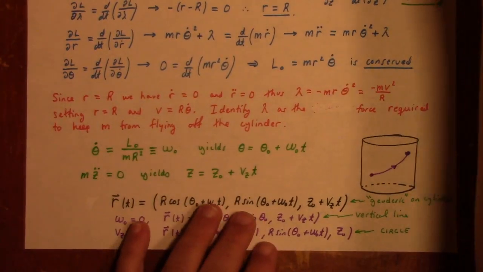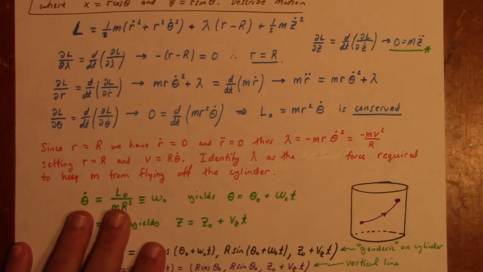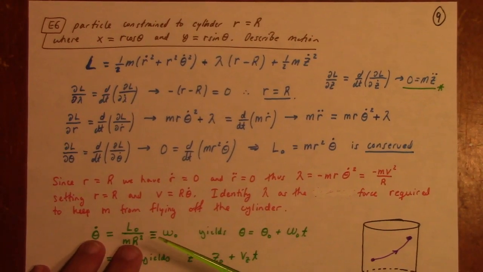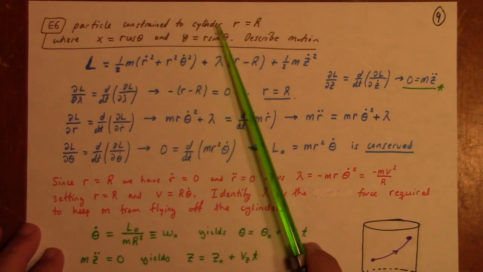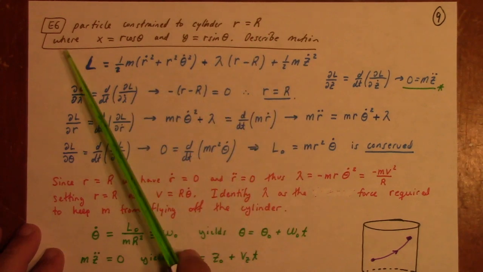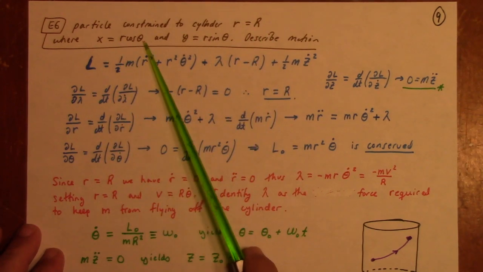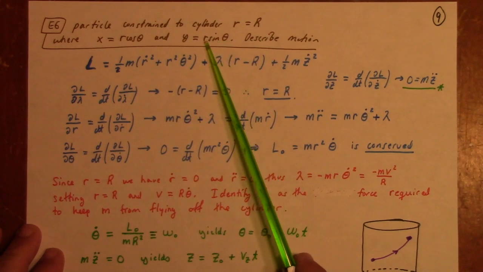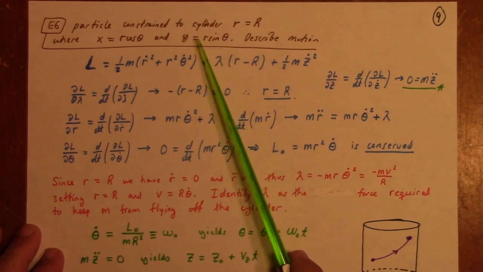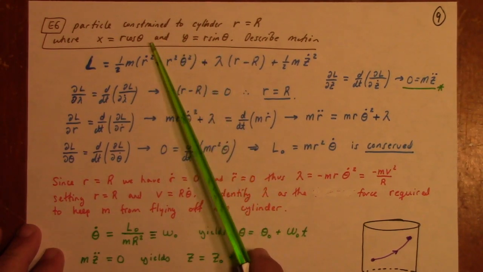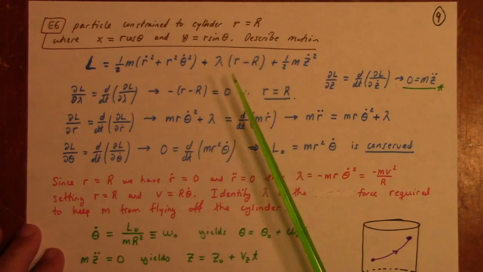So the other example I have for you guys, example 6, you have a particle constrained to a cylinder, r equal to R. Here x is r cosine theta, and y is r sine theta. So I'm using a different theta and r than I did in the previous example. Now I'm kind of using math polars.